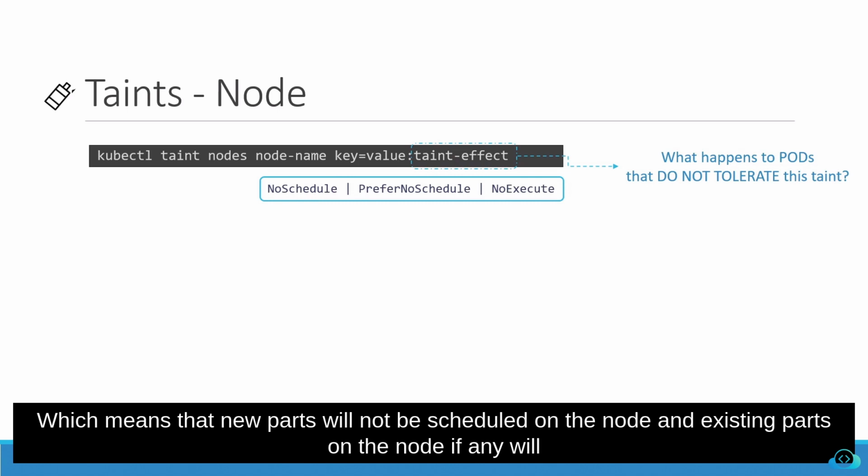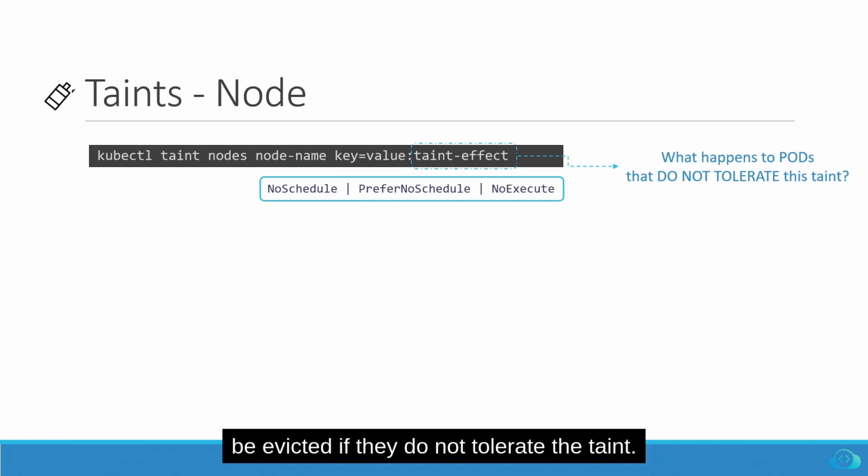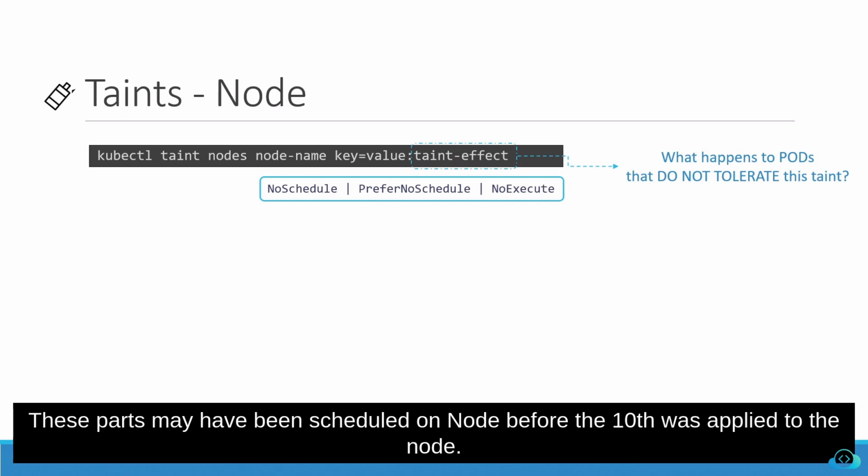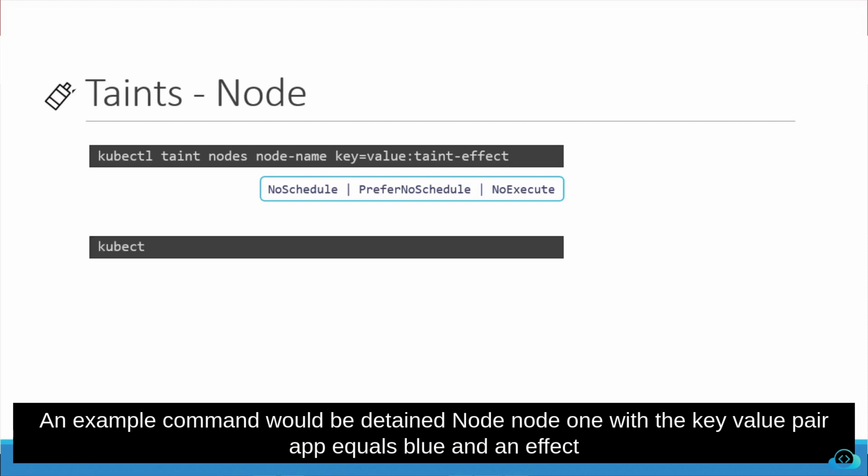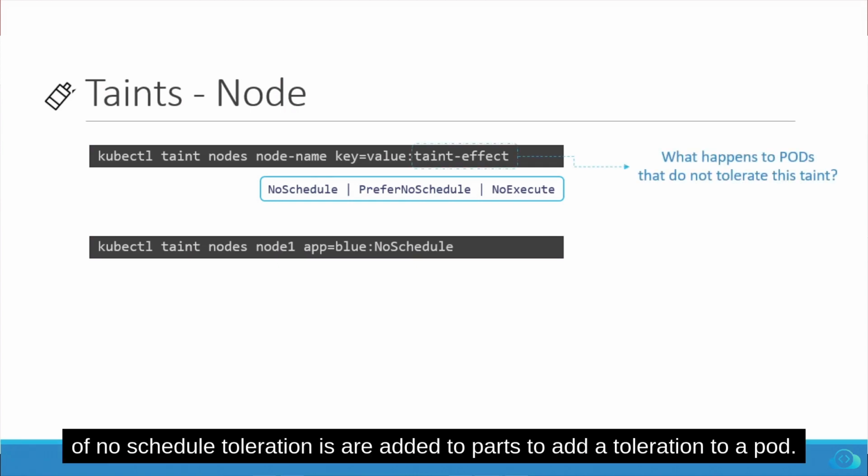existing pods on the node, if any, will be evicted if they do not tolerate the taint. These pods may have been scheduled on the node before the taint was applied to the node. An example command would be to taint node 1 with the key value pair app equals blue and an effect of NoSchedule.